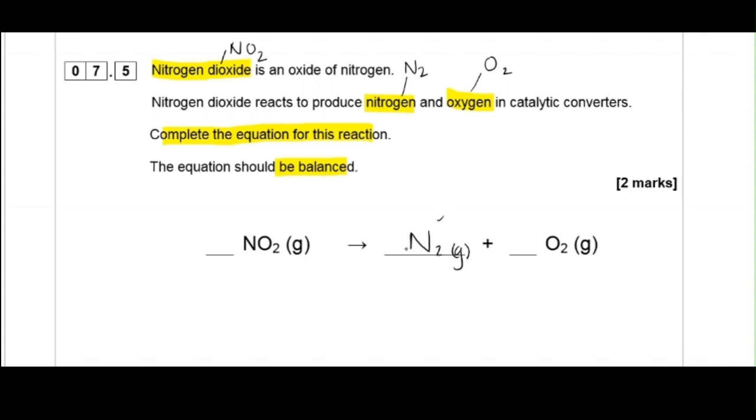Because there are 2 nitrogen atoms here, there's only 1 here. So if we write out the individual atoms, we can work out what we need to do. So we need to double the number of nitrogens, but that 2 must go in front, and we double everything. So that now means we've got 4 oxygens. We've only got 2 oxygens over here, so we must double that. So we put a 2 in front of there, and that balances for 2 marks.